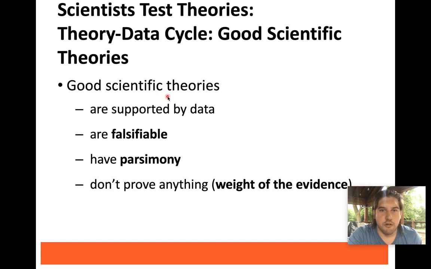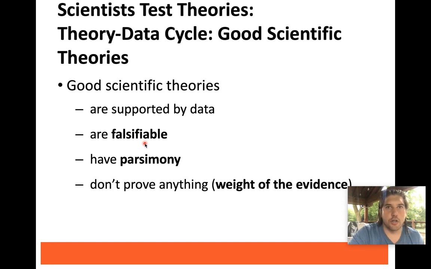So good scientific theories and good scientific questions are obviously supported by data. That's number one, right? You can't just come up with a theory out of thin air. It needs to be supported by results. Ideas and theories need to be falsifiable, meaning they need to be able to be proven wrong. This goes back to our sticking point about empiricism, right? If I can't measure it, I can't prove it wrong. It's not falsifiable.